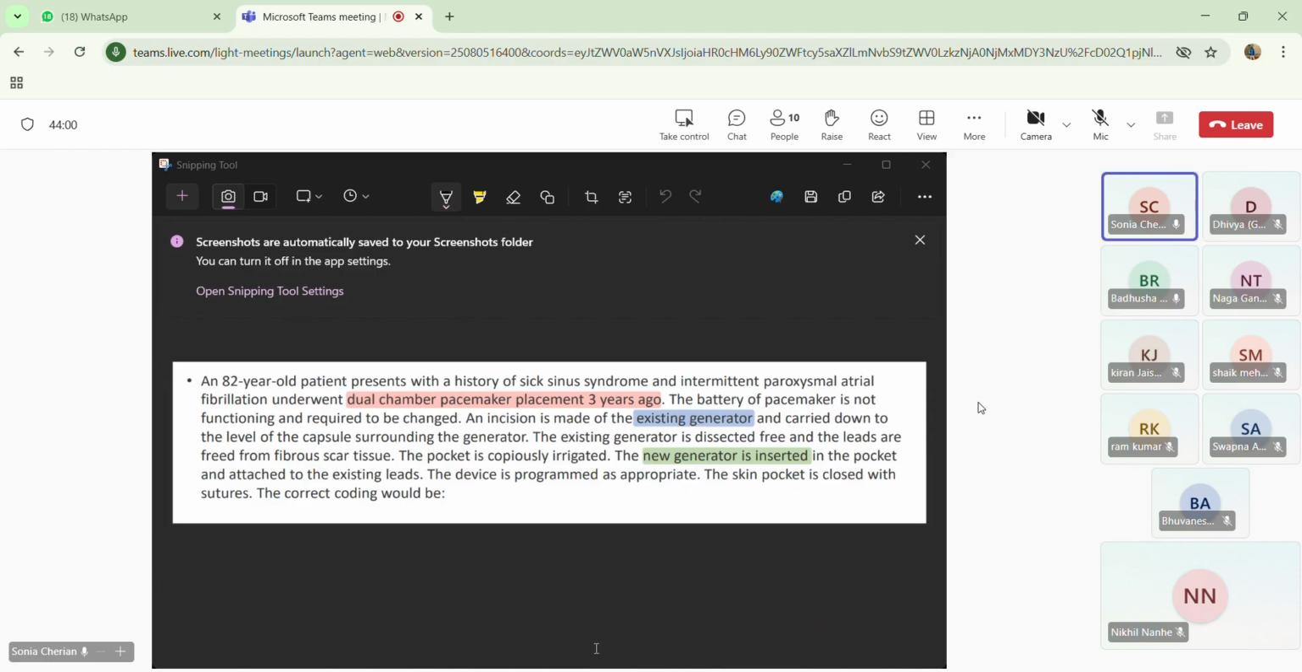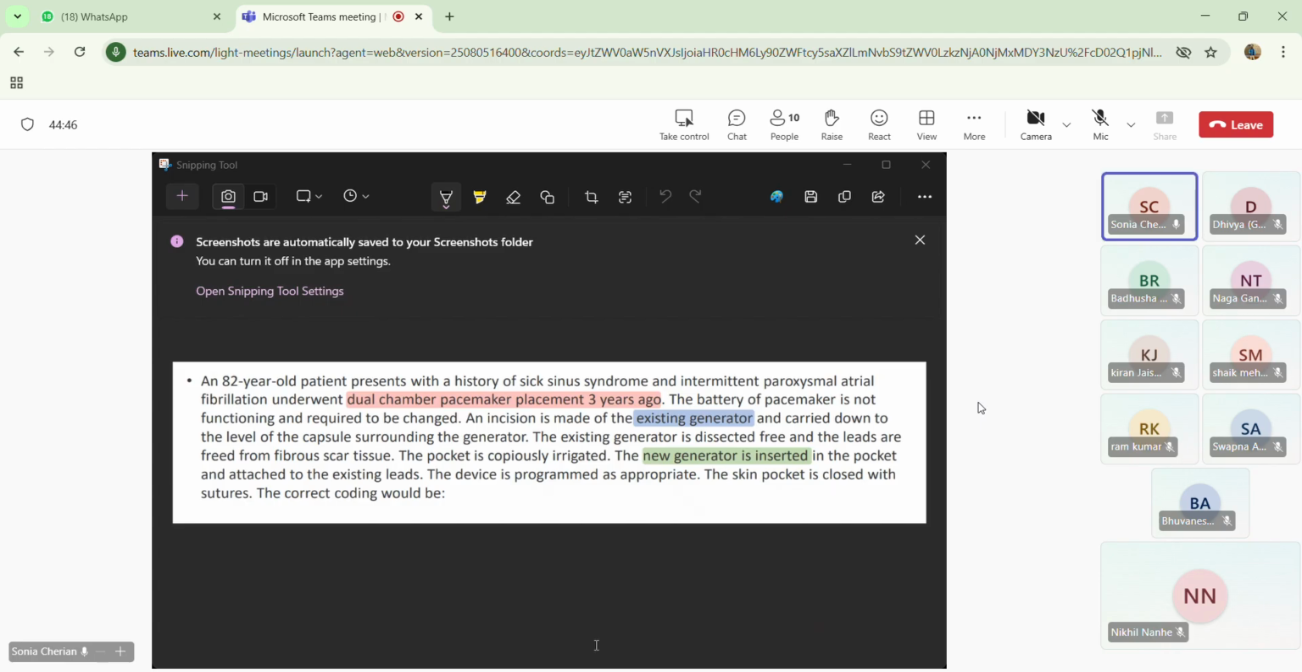Okay. So here they have only touched the generator. They have not done anything to the leads. Correct? Yes, you all agree with me? So here, what is the thing? We just have to check that the patient has a dual chamber pacemaker from 3 years ago, and now it required a change. The battery, they are just removing it and replacing it with a new generator. They place it in the pocket, and they attach that generator to the existing leads. So here we need to code for the removal and replacement of the pulse generator.